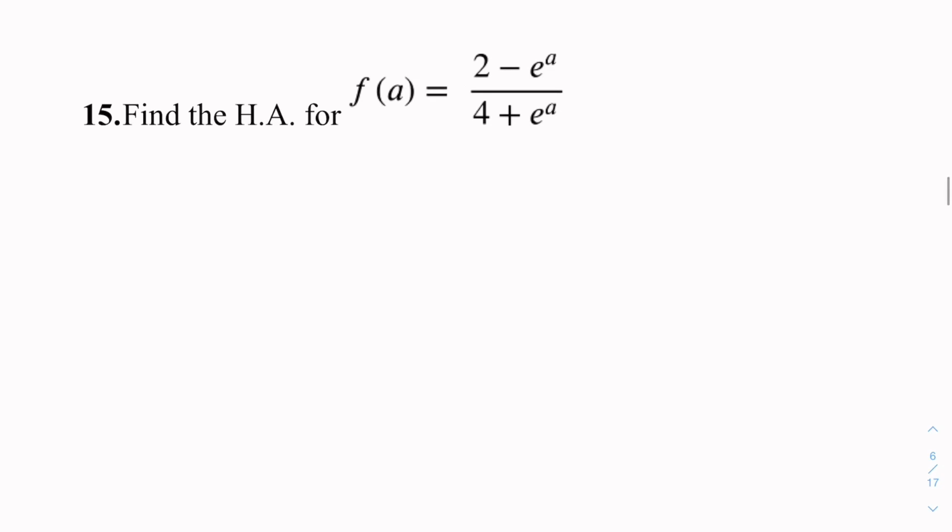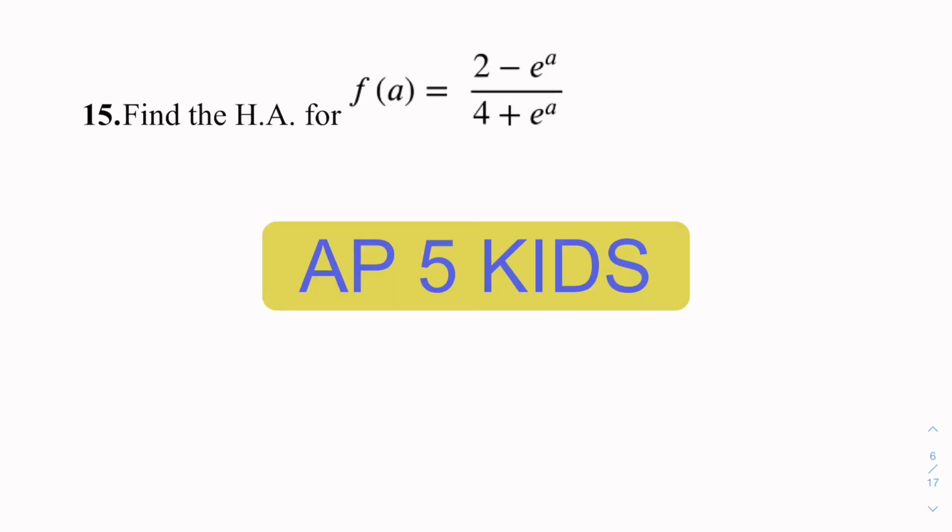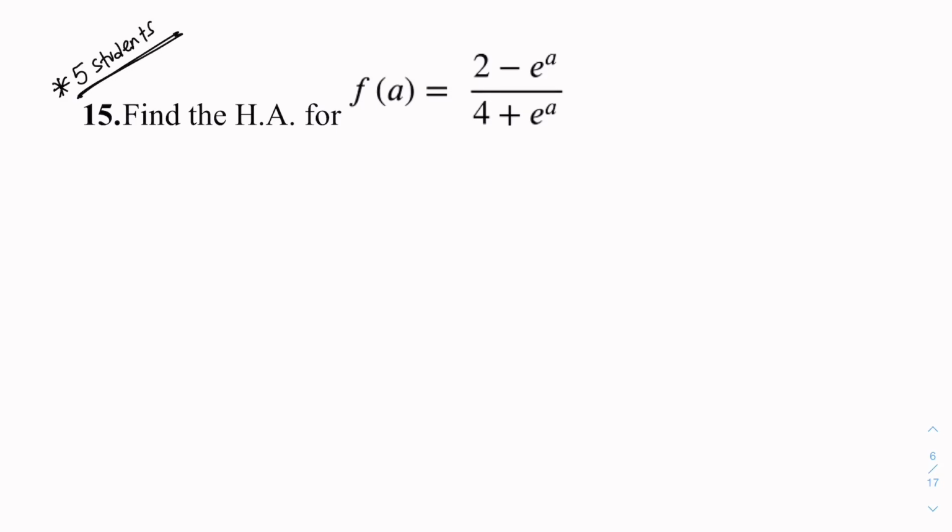Okay, let's try 15. Probably this is a little complicated for the exam, but just in case, they have been creeping up the difficulty level each year. I would say this is for any students interested, plan on getting a 5. Let's try this problem. It says find the horizontal asymptote here.